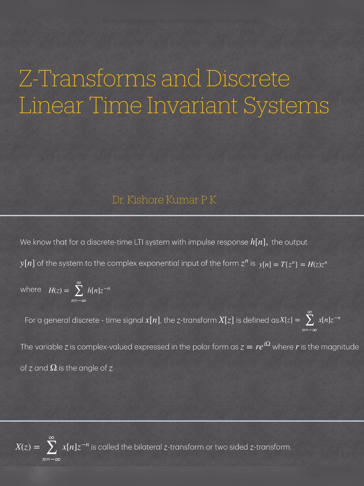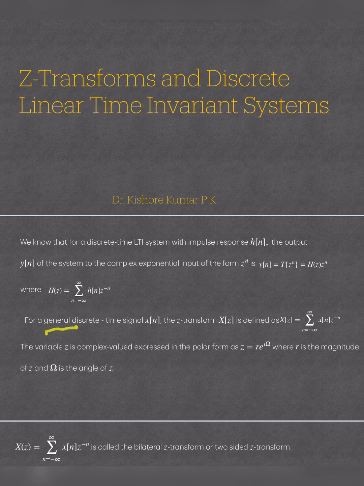So we know that for a discrete time linear time invariant system with impulse response h of n, the output y of n of the system to the complex exponential input of the form z power n is y of n equal to transformation of z power n, which is equal to H of z into z power n, where H of z equal to summation n equal to minus infinity to plus infinity h of n z power minus n.